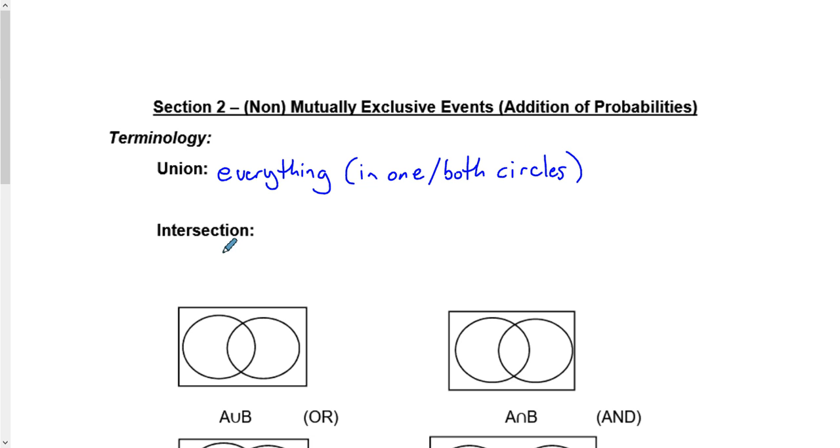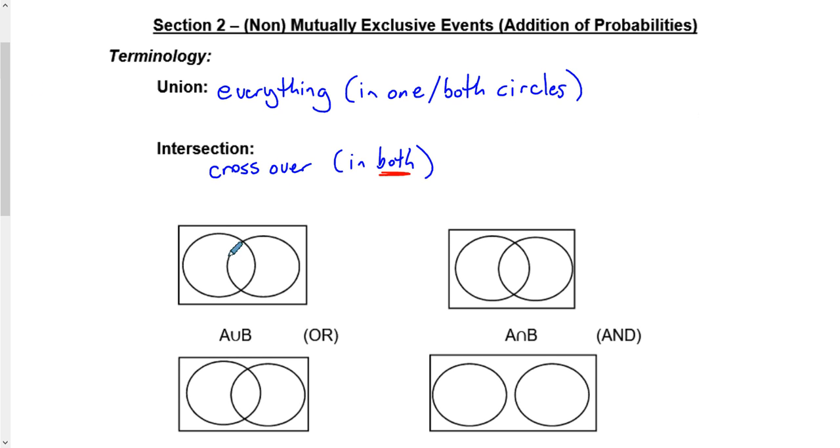Whereas an intersection is just talking about the crossover, or literally has to be in both. It has to be in both. So when we talk about union, we talk about everything. This one is an example of a union. And the key word that you're looking for in unions is that "or" word.